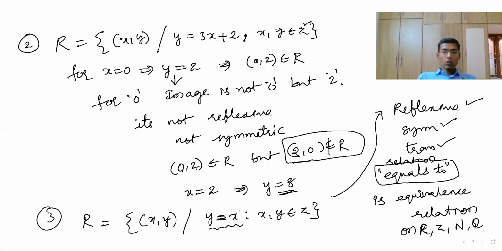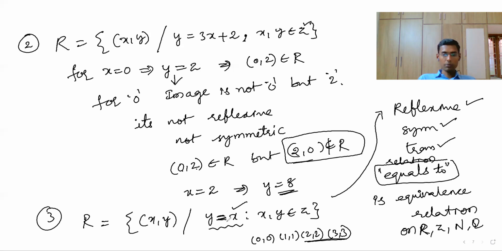See, here what will be there? You imagine what will be there: 0, 0, 1, 1, 2, 2. We wrote x comma y belongs to Z, so the only elements we have are 0, 0, 1, 1, 2, 2, 3, 3. For every element, the image is itself. Whenever these things are there, automatically it becomes an equivalence relation. So therefore, equality, equal to, is always an equivalence relation.